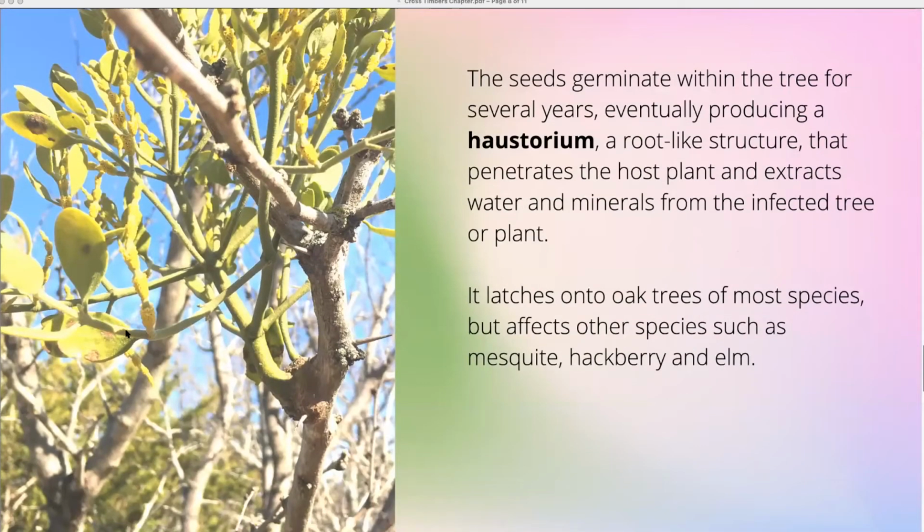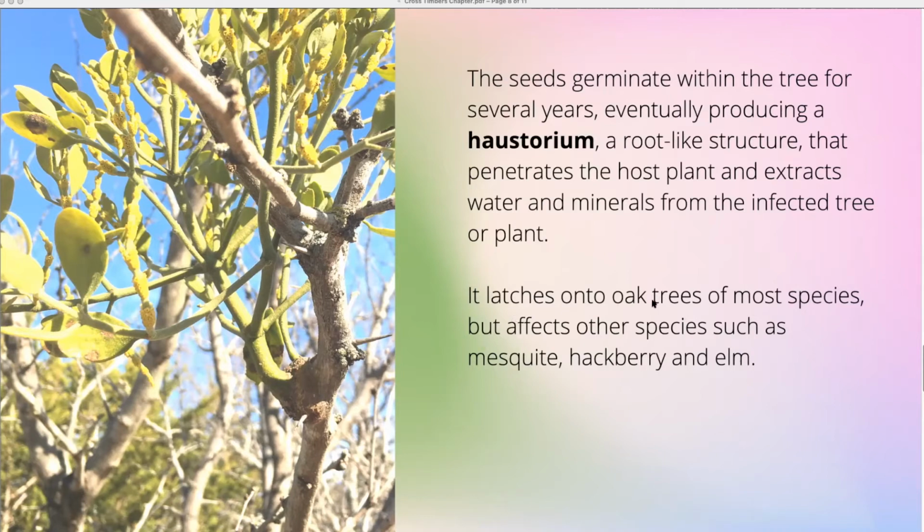The seeds germinate within the tree for several years, eventually producing a haustorium, a root-like structure that penetrates the host plant and extracts water and minerals from the infected tree or plant. If you look over here in this picture on the left, you'll see along this limb how it sort of swells out like this. And then the limbs and leaves of the mistletoe branch out from there. I noticed that wherever there's mistletoe on a branch, it tends to develop a swelling like this, and there are mistletoe roots inside that part of the plant.